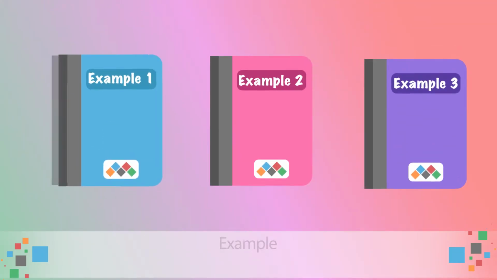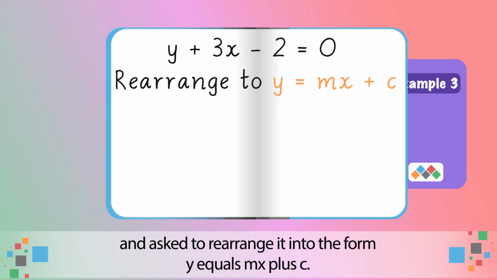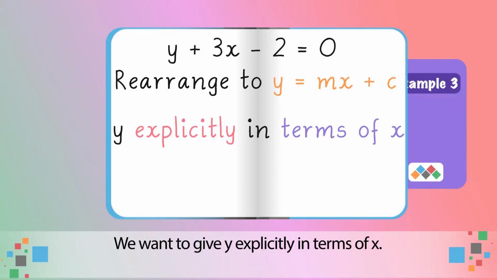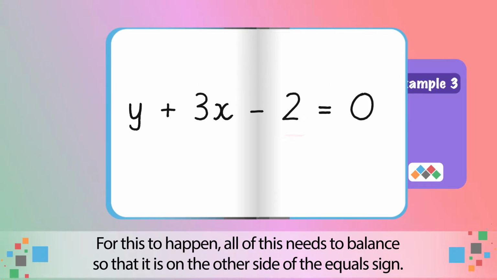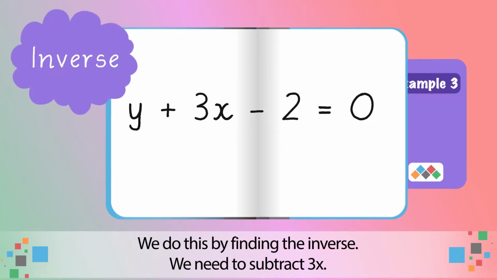Example. We are given the equation of a line, y plus 3x minus 2 equals 0, and asked to rearrange it into the form y equals mx plus c. We want to give y explicitly in terms of x. This means we want to find y on its own. For this to happen, all of this needs to balance so that it is on the other side of the equals sign. We do this by finding the inverse.